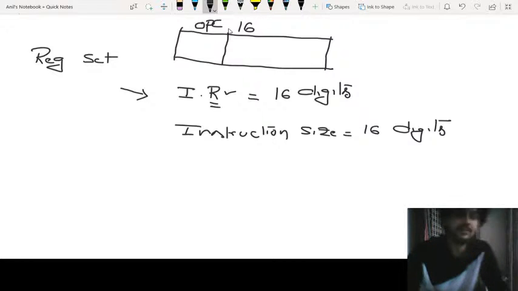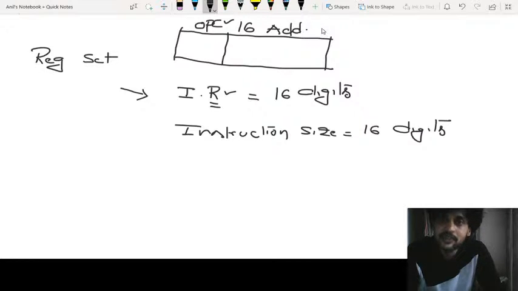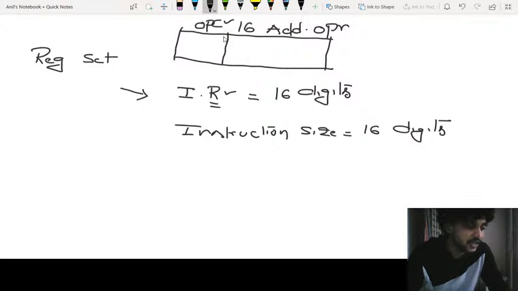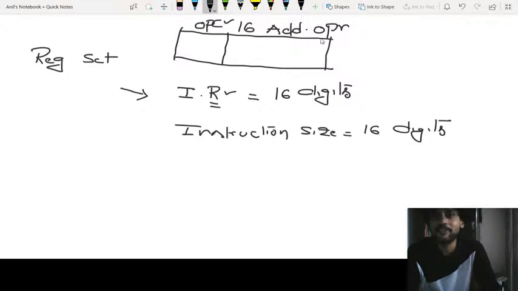Is that fine? Okay, now the total instruction will get divided into two fields. One is the opcode field and the second one is the address of the operand. I will call it ADD, which stands for address of the operand. So my instruction has been divided into two fields. Now what is this opcode field and address of the operand field?